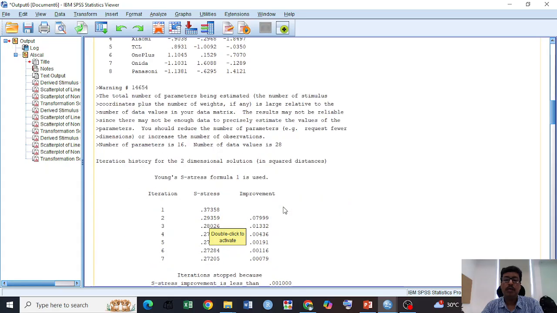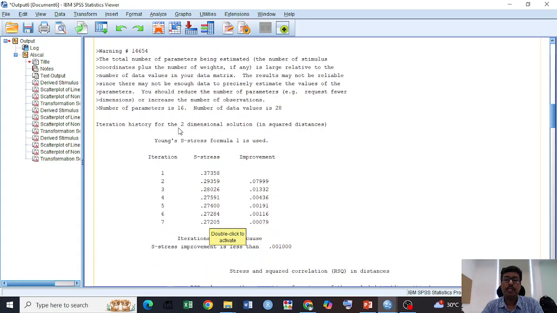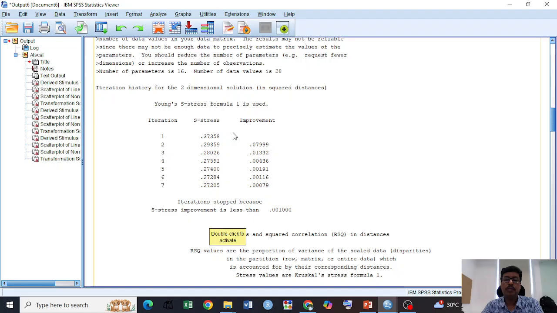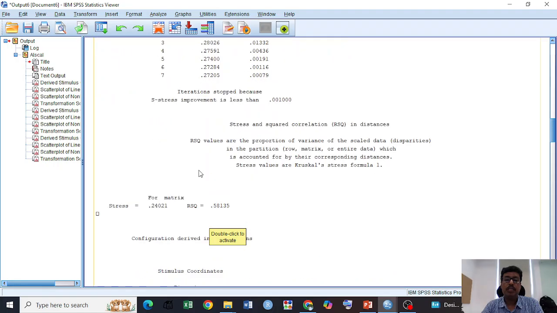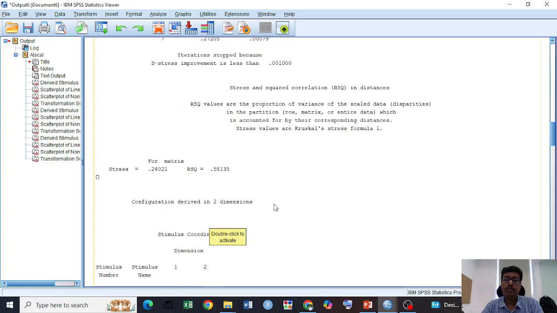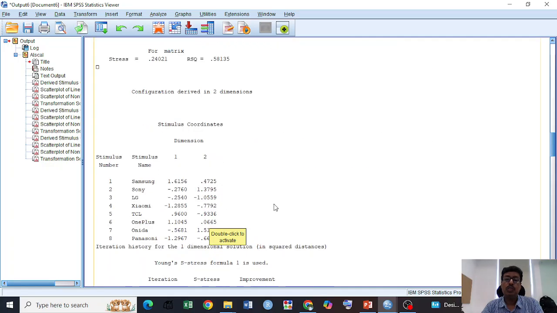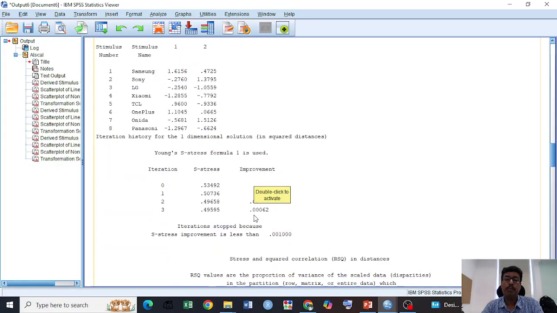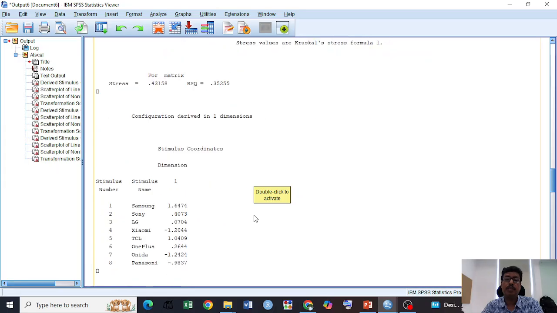Now when it comes to the 2-dimension solution, again you can see the stress value is 0.24, meaning 24%. Too bad, it is more than 10%. And the R square value has reduced from 0.96 to 0.58, meaning 58%. So either solution is not that good. So these are the coordinates for the 8 brands to plot 2-dimensional plots. So let us see our 1-dimension plot.